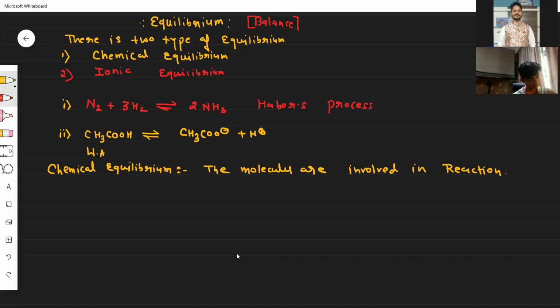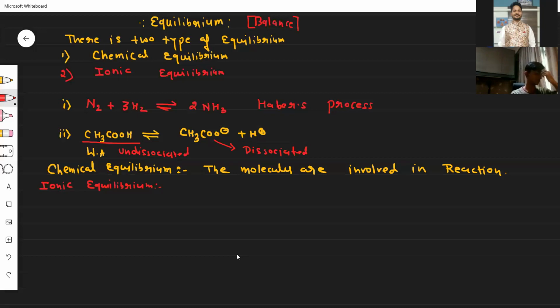Now, very important is the ionic equilibrium. So what is the ionic equilibrium? Now, if you see, there is acetic acid. This is the molecule. Acetic acid is a molecule, and that is an undissociated molecule, and these are dissociated ions. So when there is an equilibrium between an undissociated molecule and dissociated ions, that kind of equilibrium is called an ionic equilibrium.